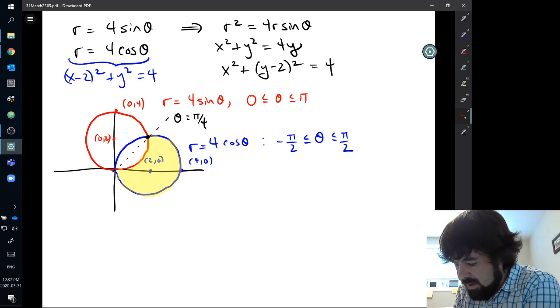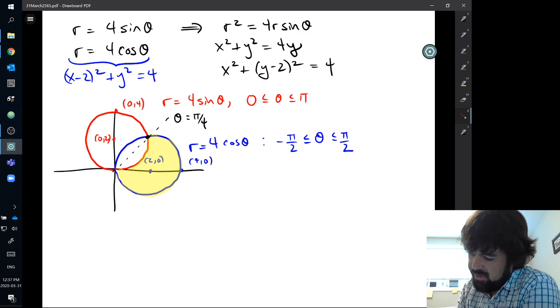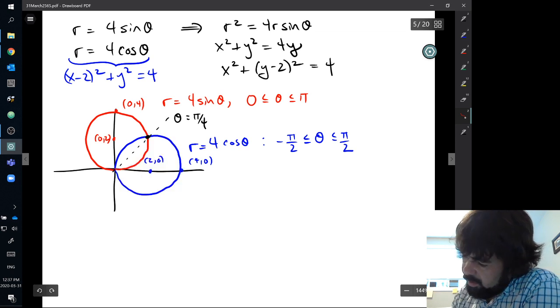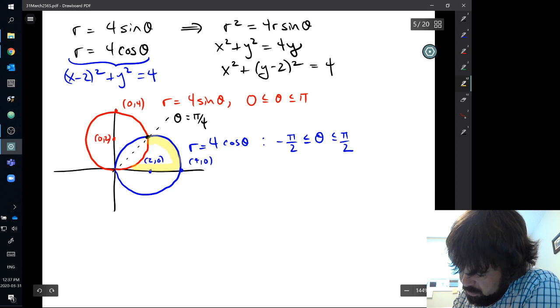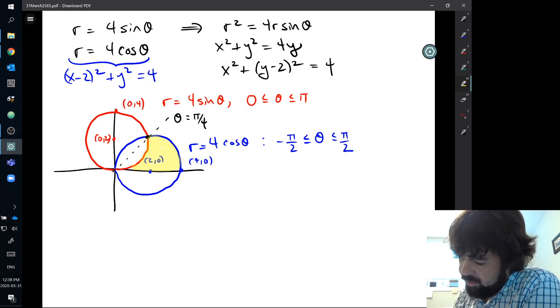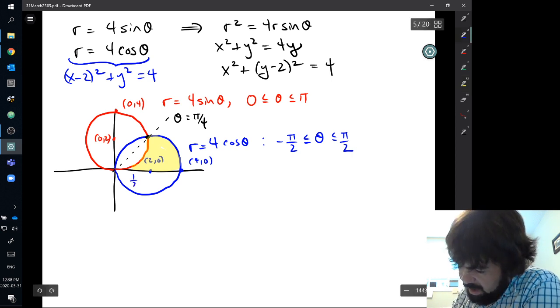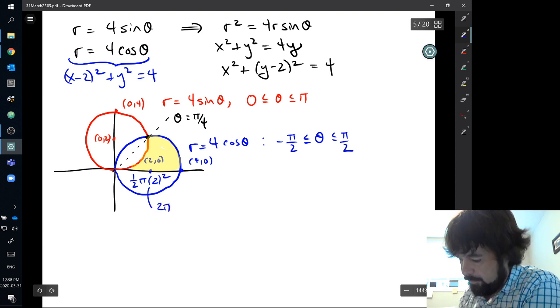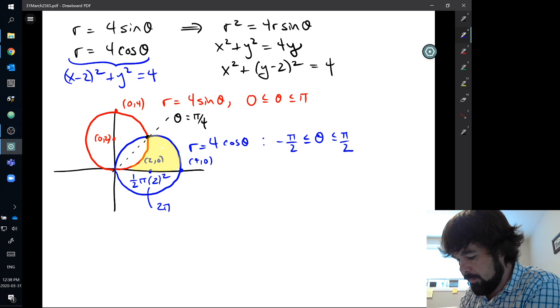So now we actually have to do two things. We're going to do this area right here. I'm going to calculate that area, because I know what the area underneath is. The area underneath this part is just half a circle. So it's 1/2 times pi times the radius squared, which is 2. So this area is just 2 pi. I have to figure out how much I want to add on.